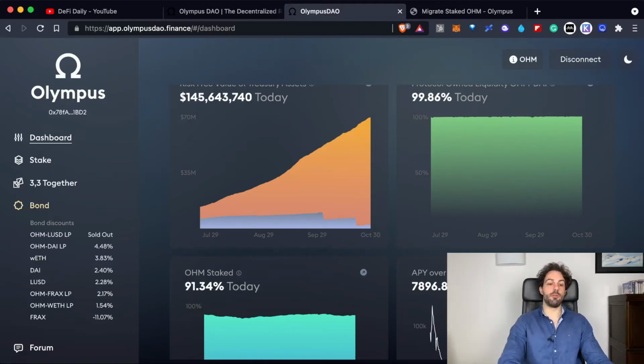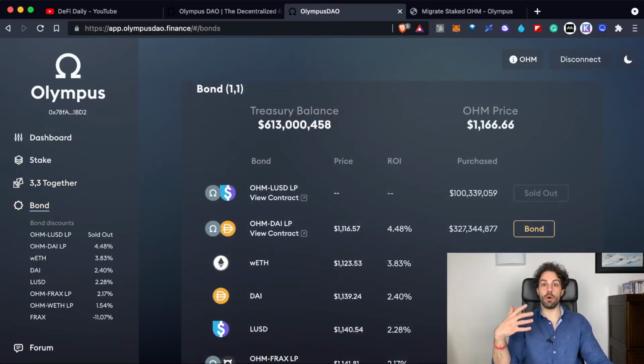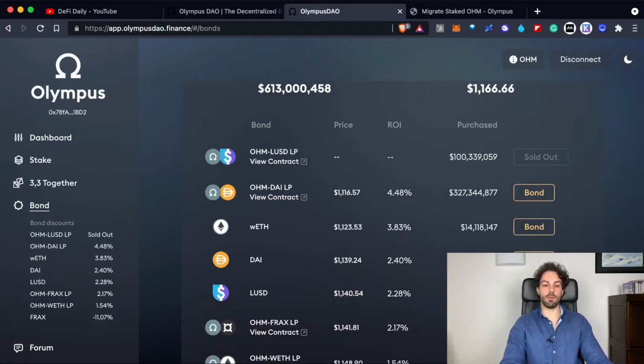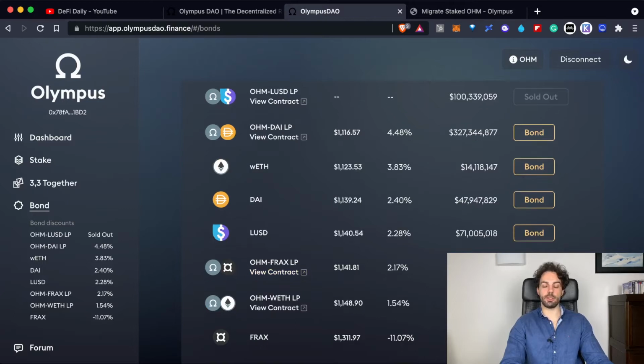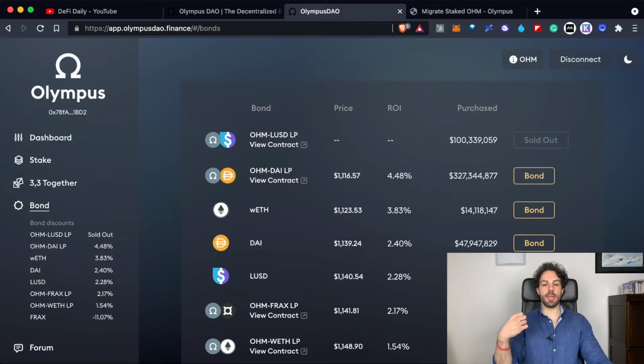I would like to start with the bonding feature. That is a way that you can create new OHM tokens. All you have to do is choose a pair or just an asset like WETH, LUSD, and so on. Here you can find all the assets that are available right now. Through the bonding feature, you can acquire, you can buy, it's more correct to say that you can create new OHM tokens at a discounted price, because you are not going to pay the market price, but a discounted price.